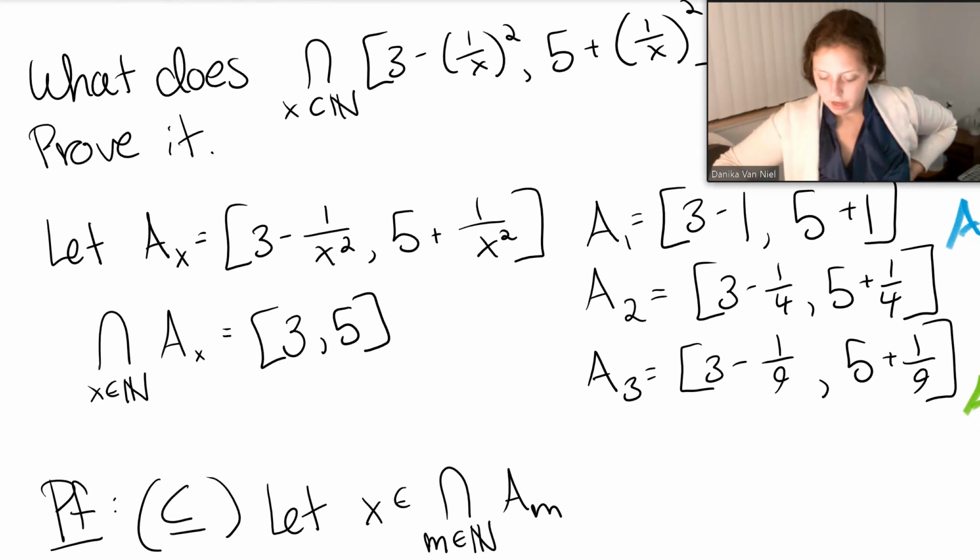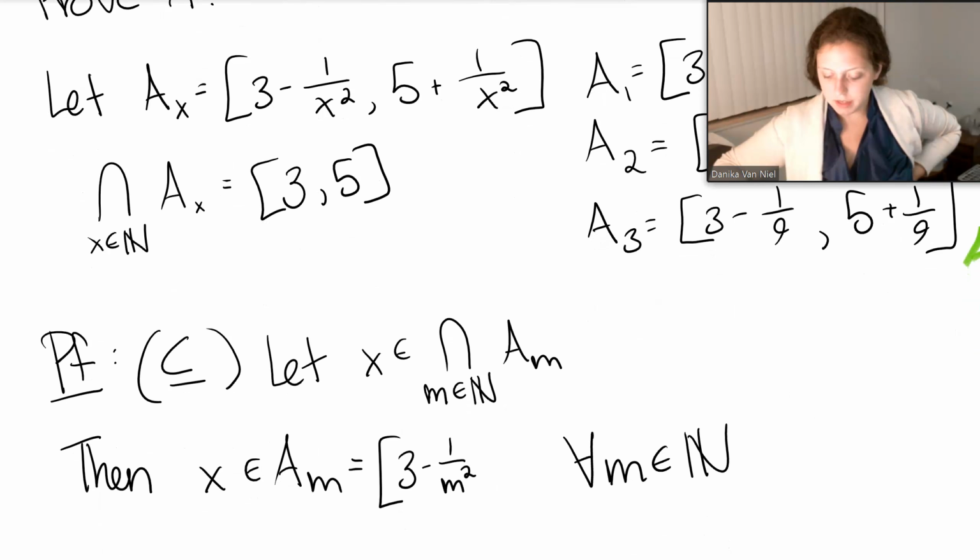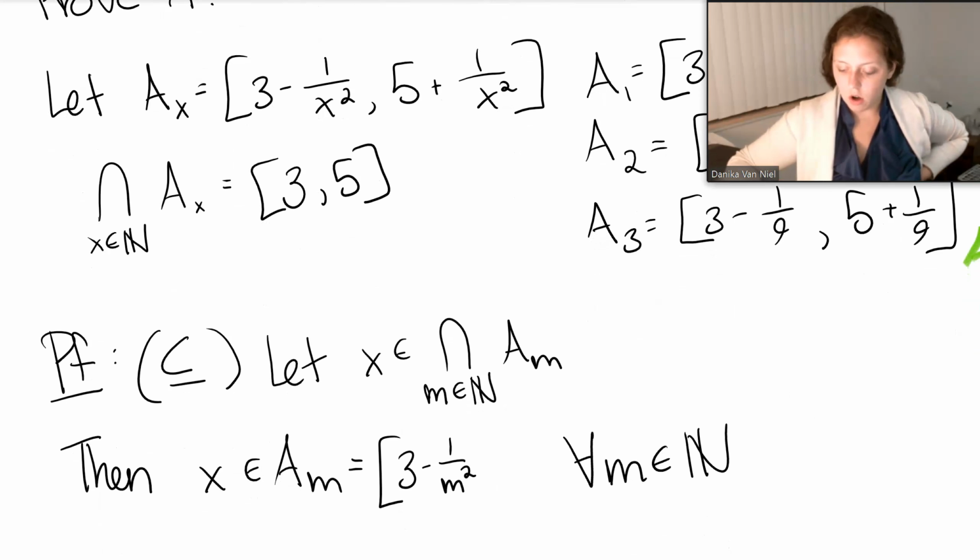Okay, so we let x be an element in our intersection here. So what does that mean? Then x is in all of them, but what do they look like?